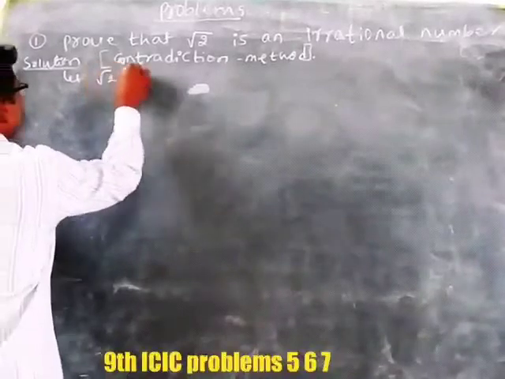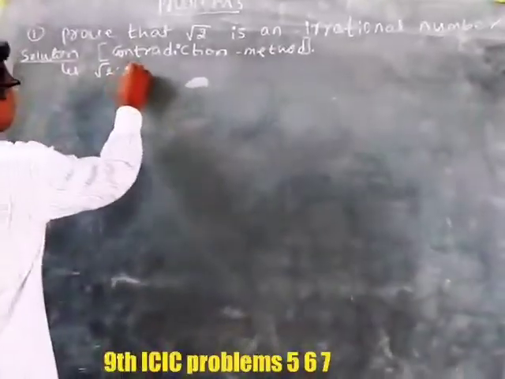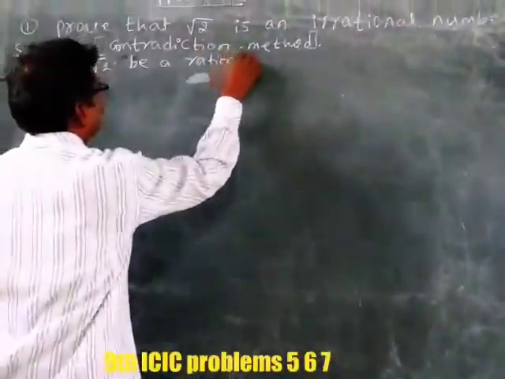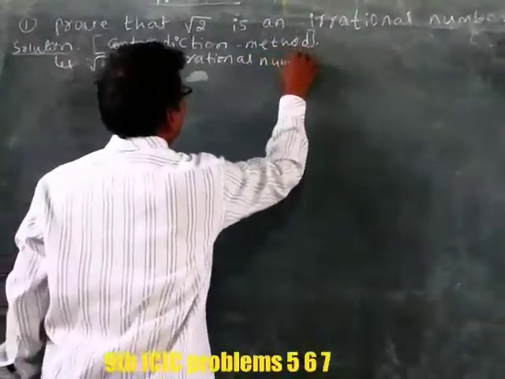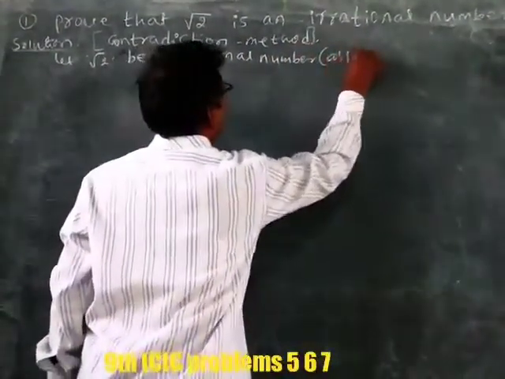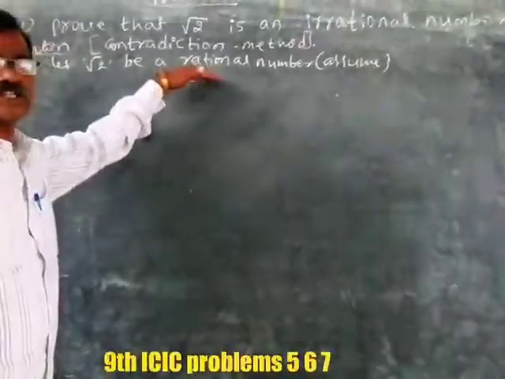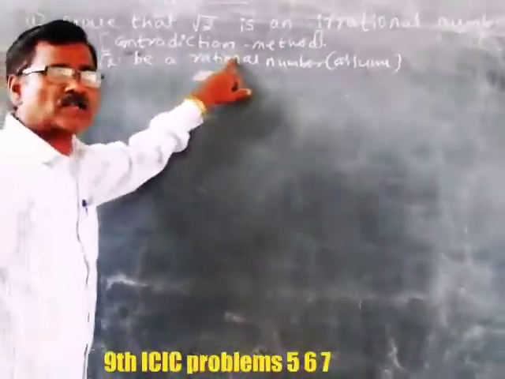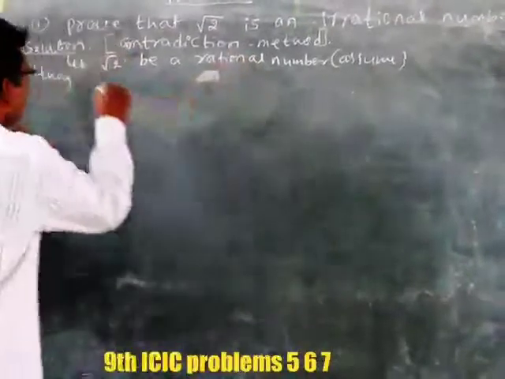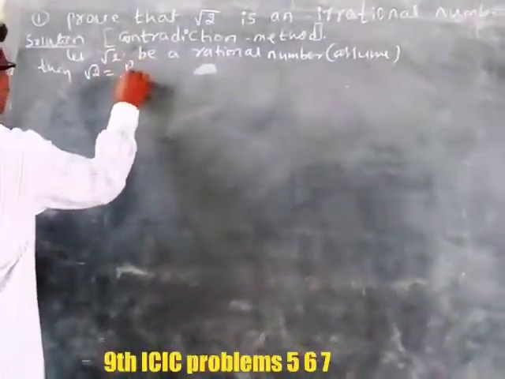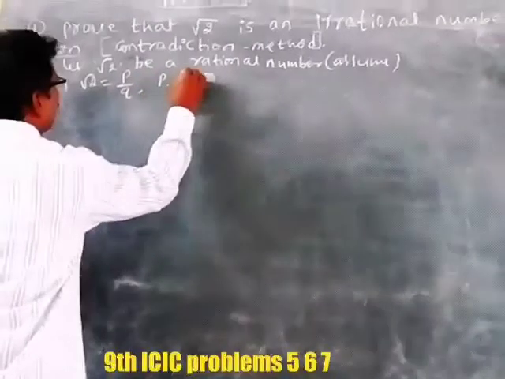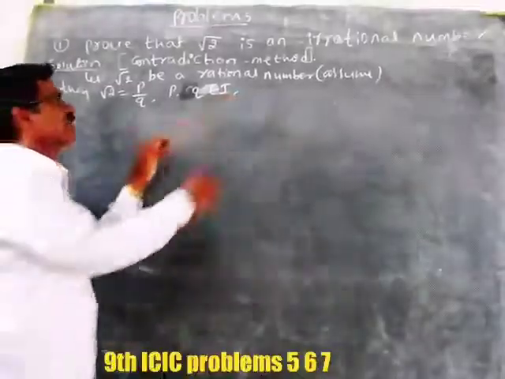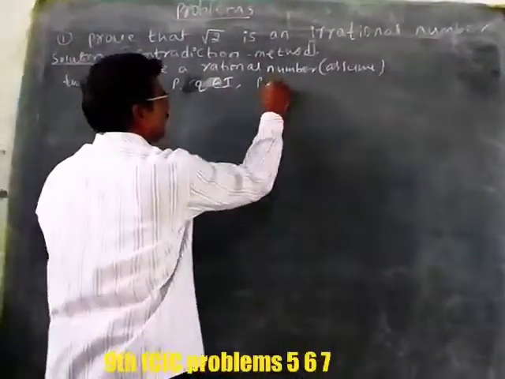Let us assume that root 2 be a rational number. Rational number means we assumed that it is a rational number. So then, if it is a rational number, according to the definition of the rational number, root 2 is equal to P by Q, where P and Q belong to integers, and P and Q have no common factors.